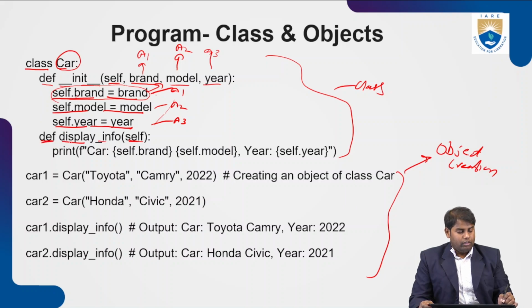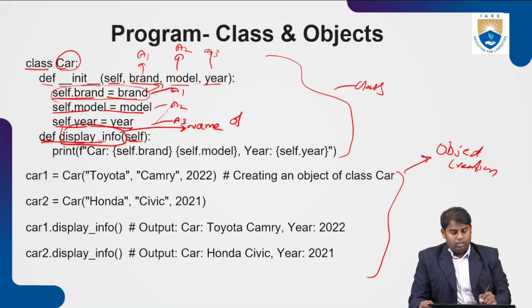So you have def display_info(self). The display_info is the name of the method, and you have self. This key parameter will identify and pass the values: the brand, the model, and the year. Here you can see that the method is printing. So print: this car, self.brand, which is the car name; self.model, which is the name of the model; and self.year, which is the year.